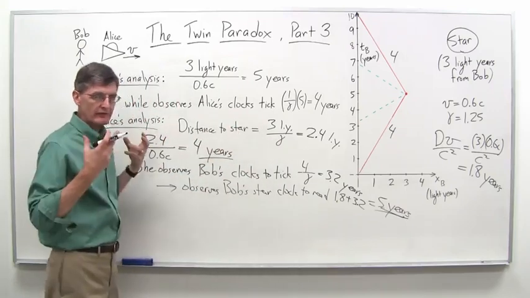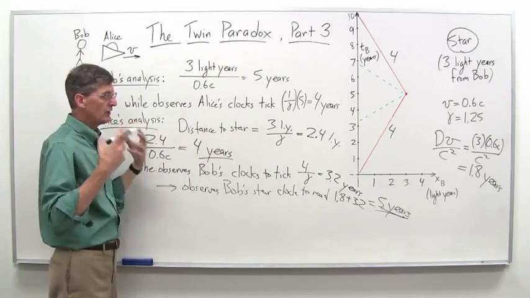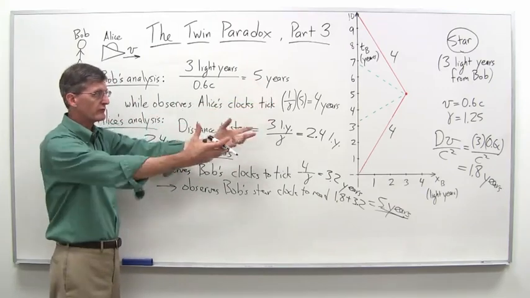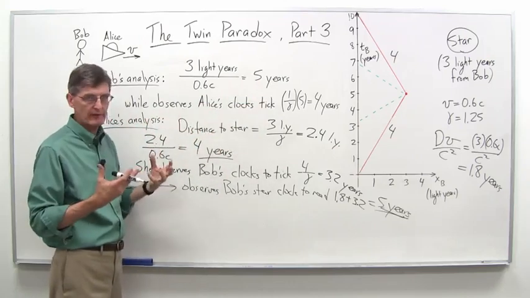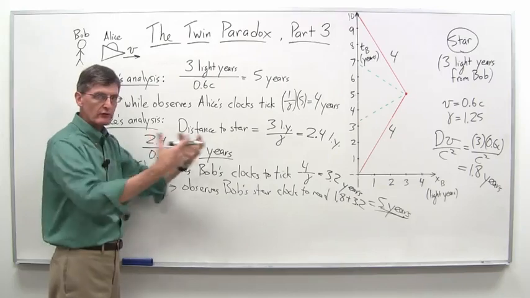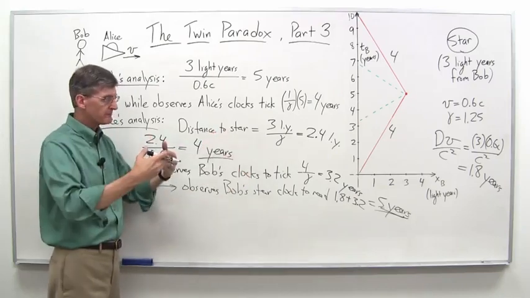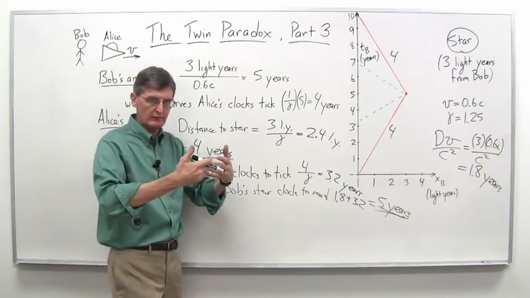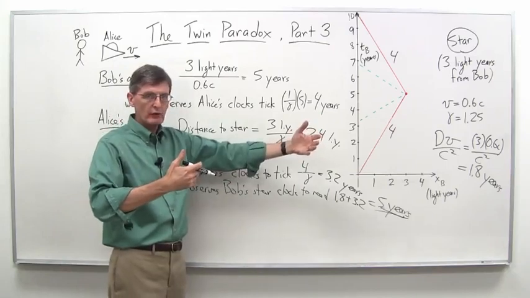Star comes to Alice. She sees Bob's clocks tick off 3.2 years, plus the star clock was already ahead by 1.8 years, and so when the star clock gets to Alice, 5 years. That's what she sees, and of course Bob sees that as well. Then the star clock starts moving away, and Bob starts coming this way. As the star clock starts moving away, it's still 5 years. It can't change. We just looked at it. It was 5 years. So it's going to start moving away again.